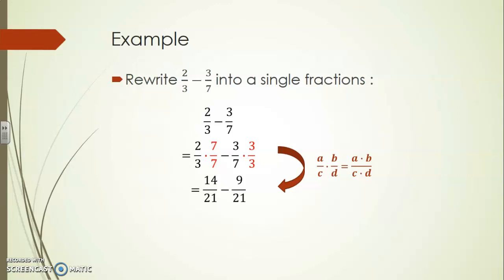The numerators have become 14 and 9 by using the property that multiplies numerators of distinct fractions together. Now, having a common denominator means that the numerators can be combined, maintaining the subtraction symbol between the two expressions, to obtain 5 over 21.